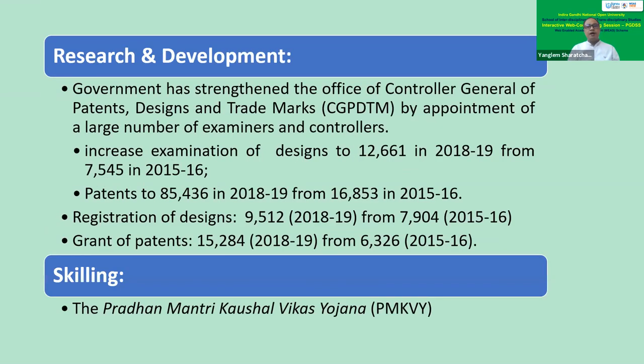In research and development, the government has strengthened the office of the Controller General of Patents, Designs and Trademarks by appointing a large number of examining controllers to increase the examination of designs. It has increased from 7,545 to 12,661 in 2018-19, which is more than 80%. Patents are similar, with registration of designs and grant of patents. Under the Skill India program, we also have the Pradhan Mantri Kaushal Vikas Yojana.